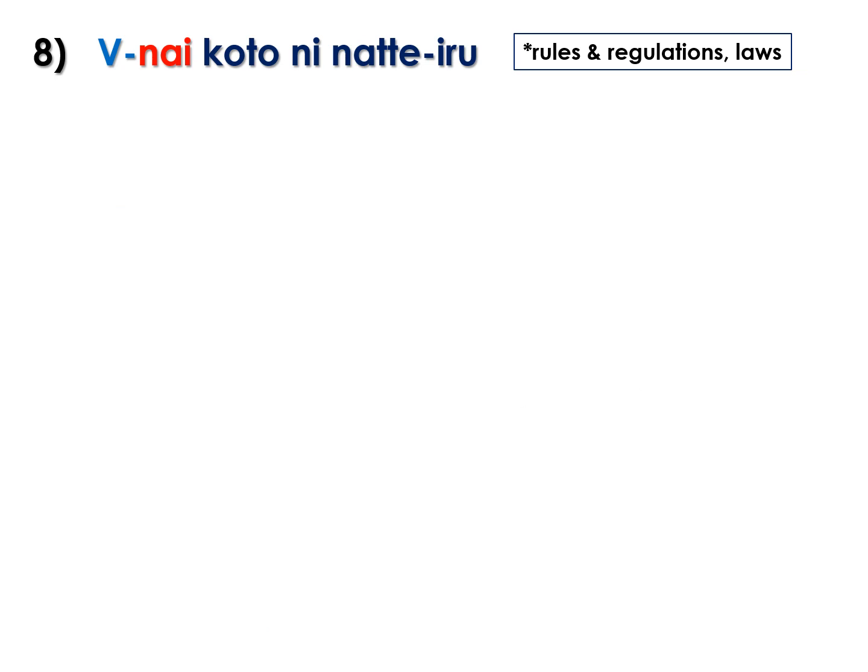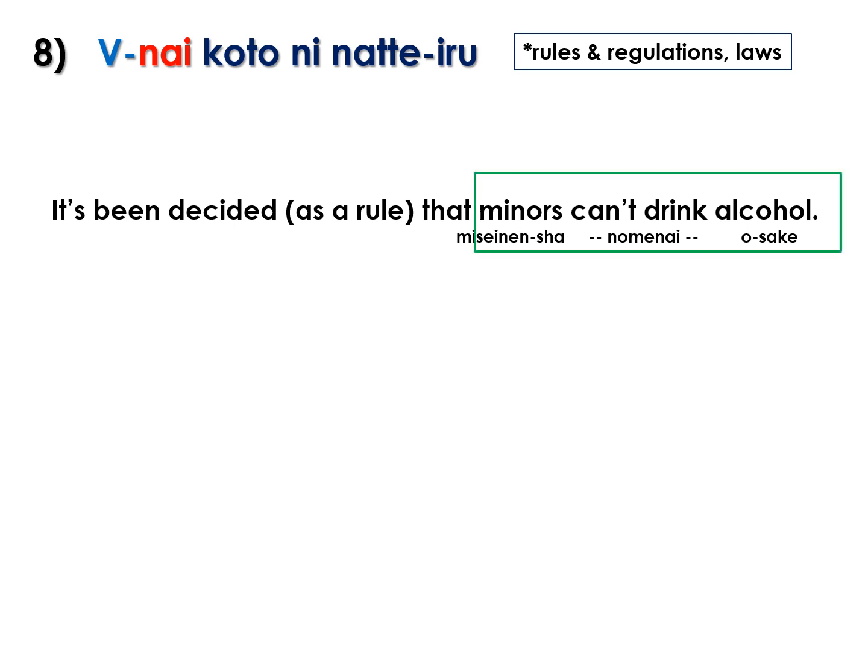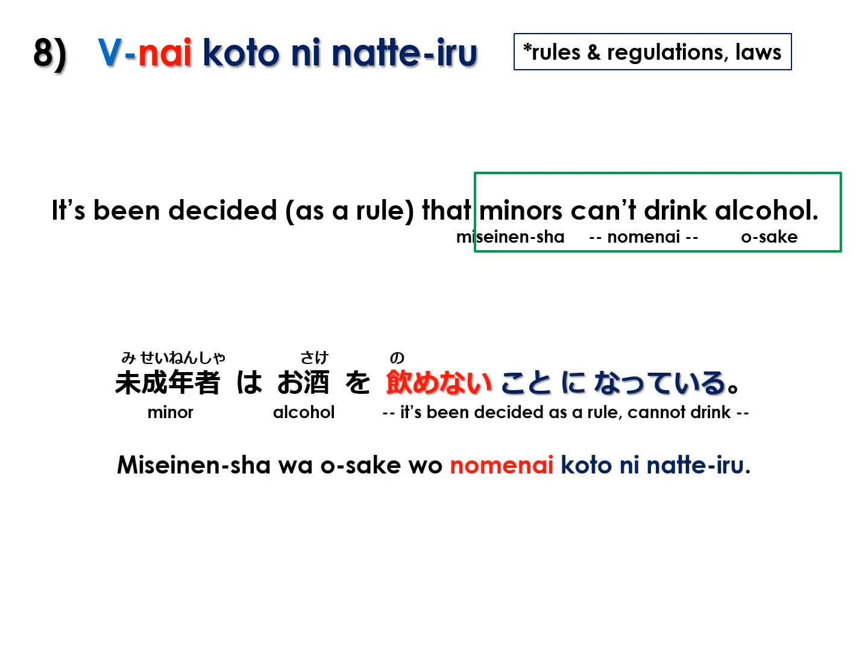It's been decided as a rule not to do. Our sentence, it's been decided as a rule that minors cannot drink alcohol. And we nominalize minors can't drink alcohol. In Japanese, 未成年者はお酒を飲めないことになっている。 Nomenai is the shortcut ability conjugation of nomanai, and you can review the ability conjugation in lesson 57.